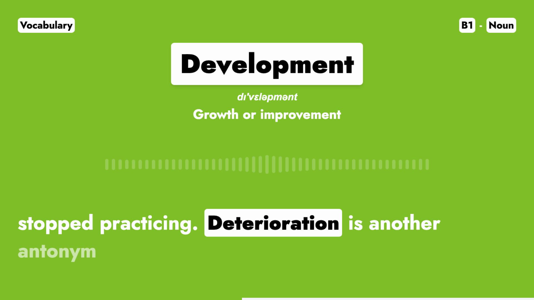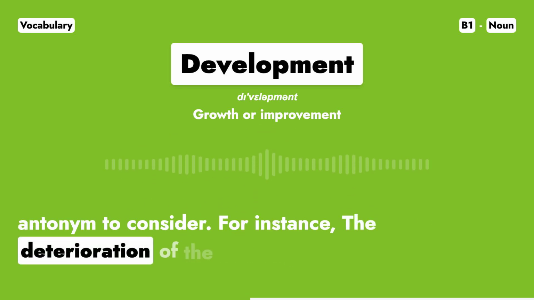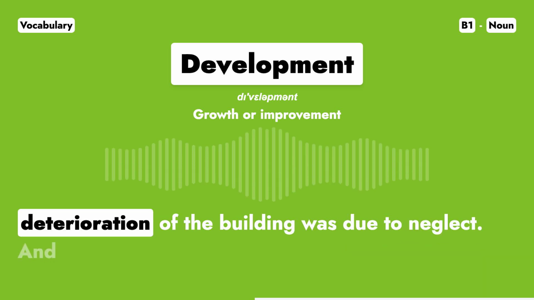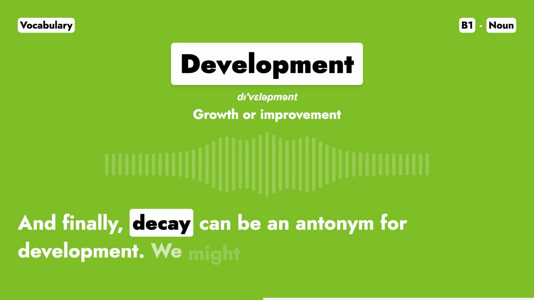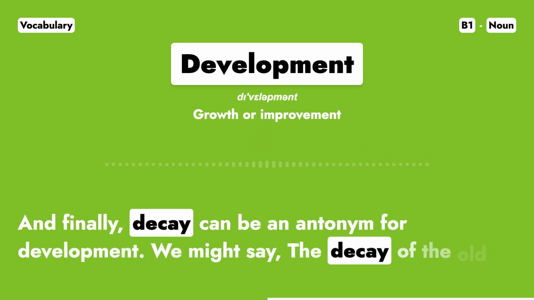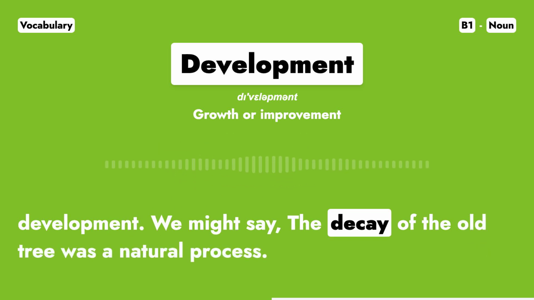Deterioration is another antonym to consider. For instance, the deterioration of the building was due to neglect. And finally, decay can be an antonym for development. We might say, the decay of the old tree was a natural process.